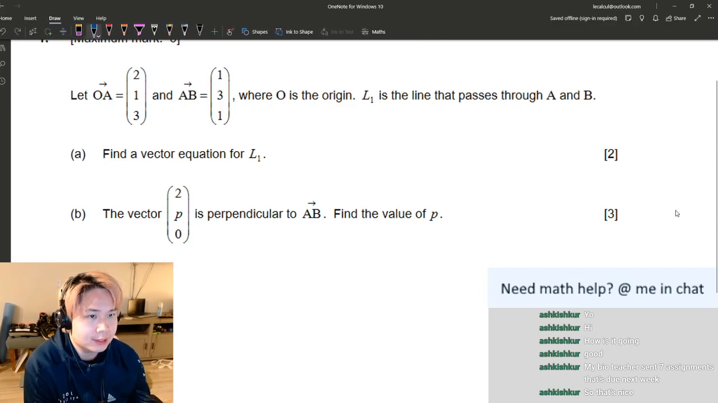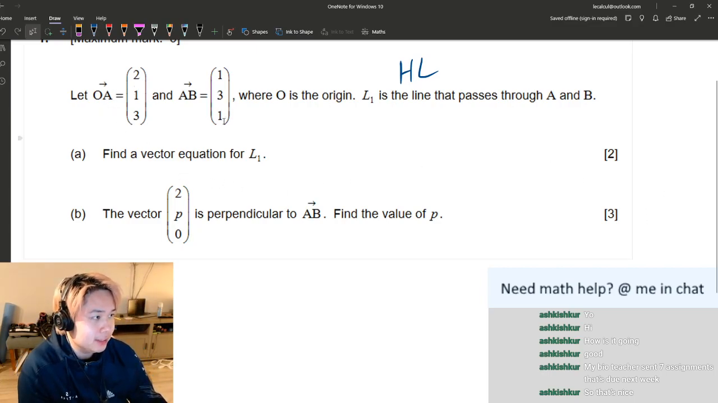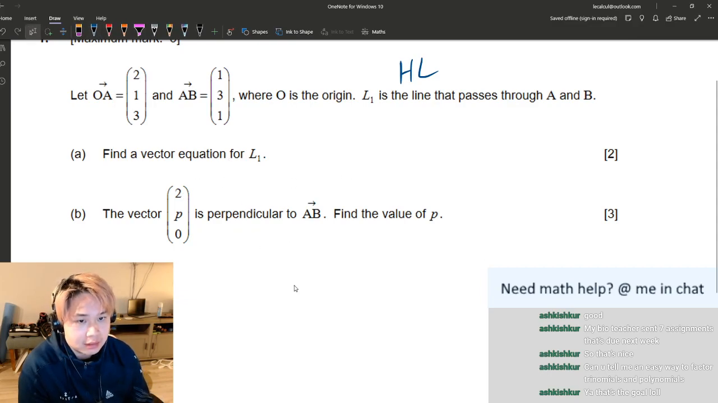Okay, so as a warning, this is now HL content, vectors. So we have O to A is (2, 1, 3), A to B is (1, 3, 1), and then there's going to be a line that passes through A and B, and then find the vector equation for the line. So this line, it needs a position vector.